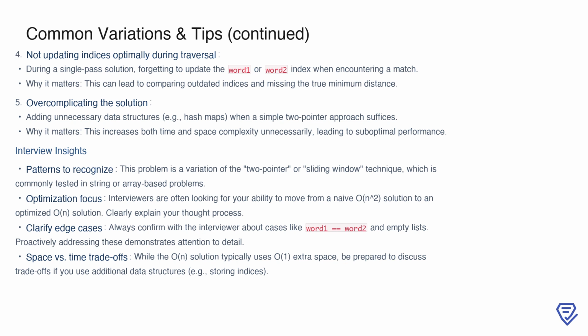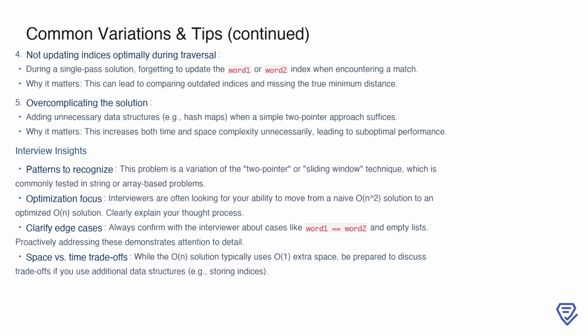Additionally, overcomplicating the solution is a common issue. For instance, introducing unnecessary data structures like hash maps, when a simple two-pointer approach would suffice, leads to increased time and space complexity. Successful interview performance often hinges on a few key insights. Recognize that this problem is a variation of the two-pointer or sliding window technique, which is a popular pattern in array and string problems. Interviewers tend to focus on your ability to optimize from a naive O(n squared) approach to an O(n) solution, so outlining your thought process clearly is important.